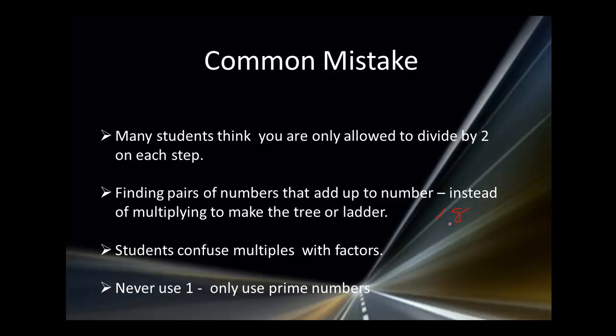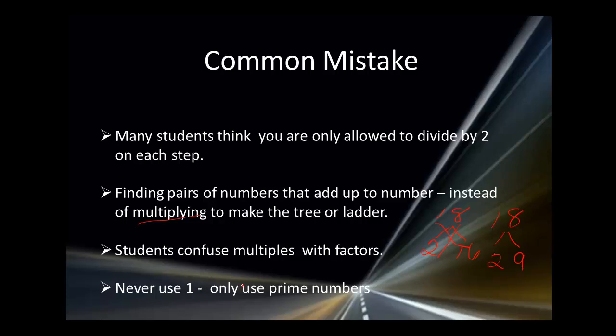For an example, we'll use 18. They know that they have to use a prime number of 2, but they'll forget that they're to multiply, and what they'll do is they'll add. They'll add 16. 2 plus 16 does equal 18, but this is an incorrect method. You must multiply 2 and 9.